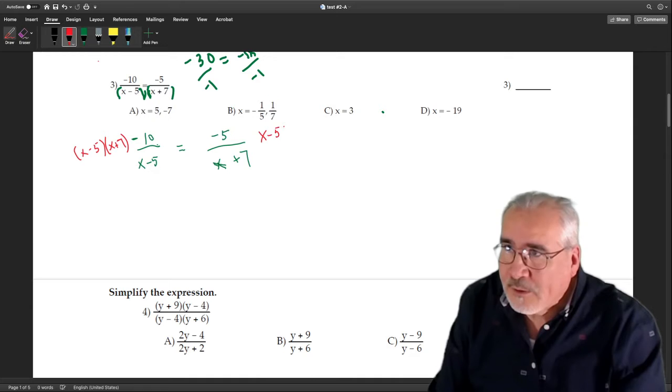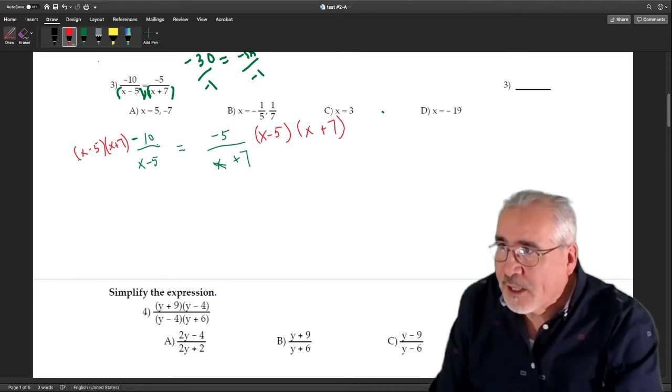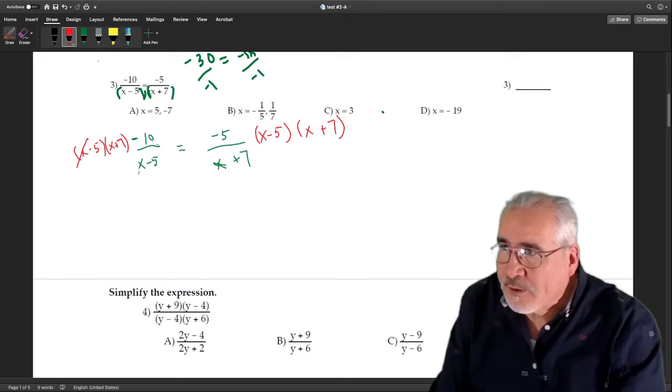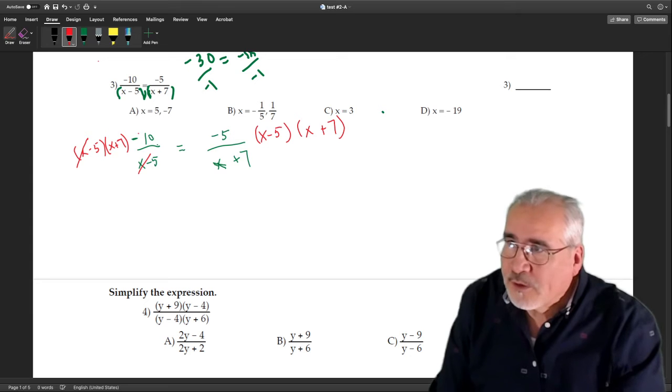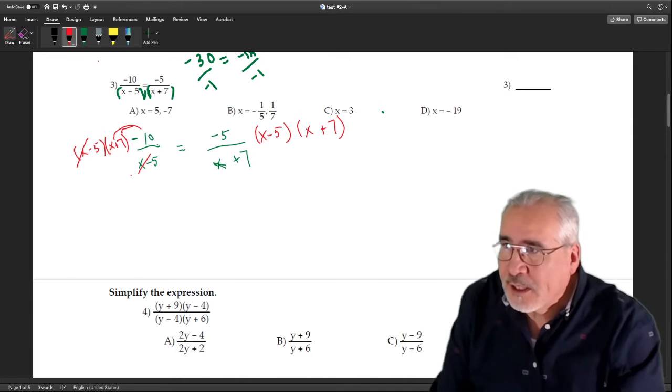X minus 5, because that's the common denominator, x plus 7. Okay, on the left hand side, the x minus 5 cancels with the x minus 5, right? That's value 1. So we have x plus 7 times a -10. -10 is going to distribute to both of the terms. So -10 times x gives us a -10x. -10 times +7 gives us -70.